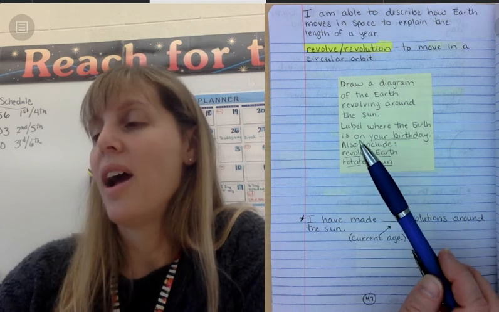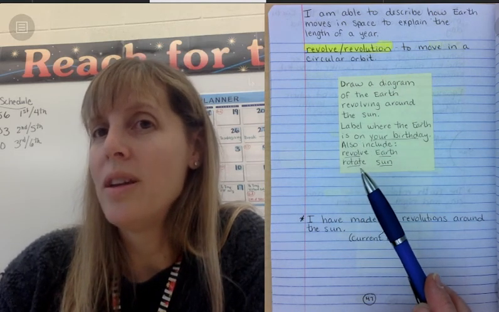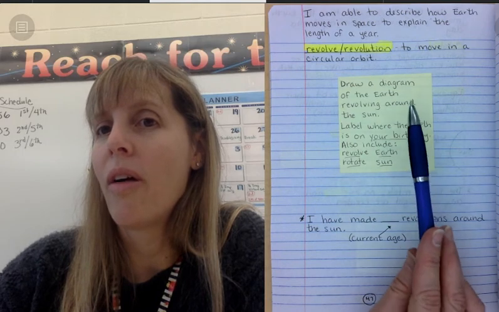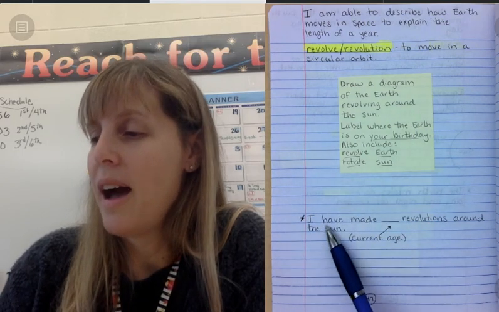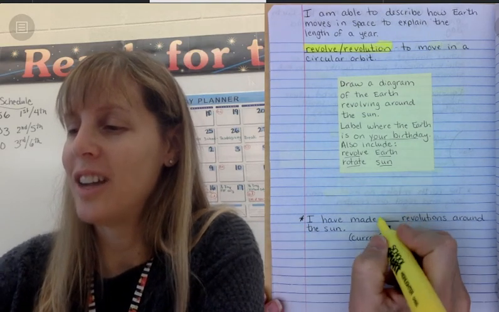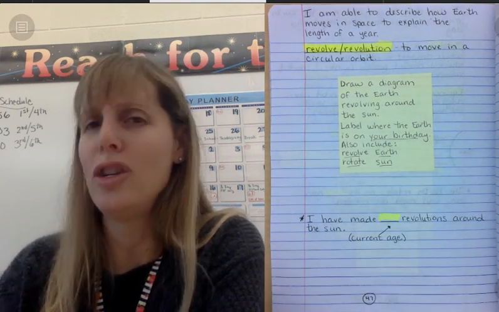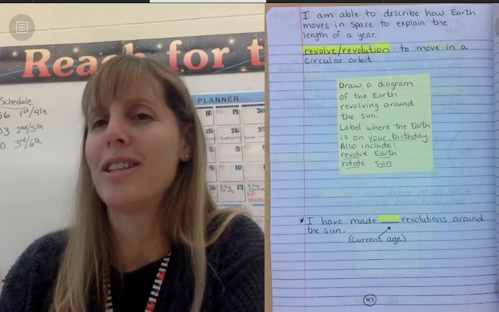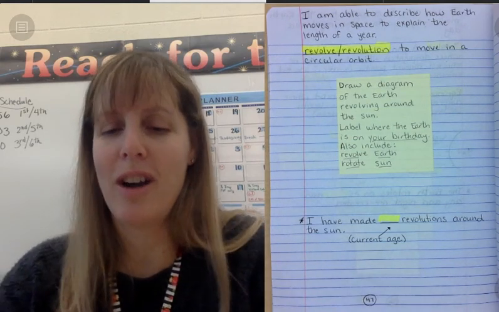And then when you figure out how old you are, you know that it takes 1 year to go all the way around the sun. How many revolutions have you made around the sun? So this would be your current age. You don't have to be exact. You can just round it to the nearest year or year and a half.